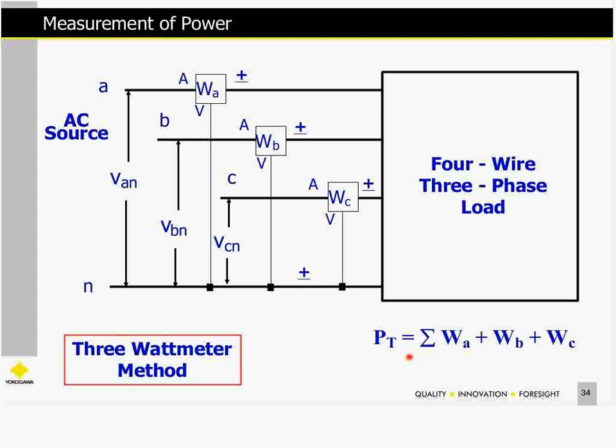Now, on a 4-wire system, the total power is just going to be the sum of the 3 wattmeter readings. So these could be individual wattmeters. It could be a special 3-phase type of power analyzer that's going to sum everything for you. But it's just the total of the 3 readings.